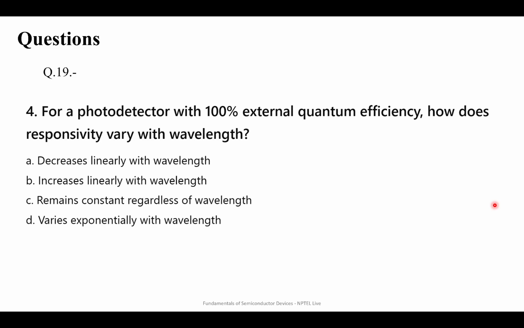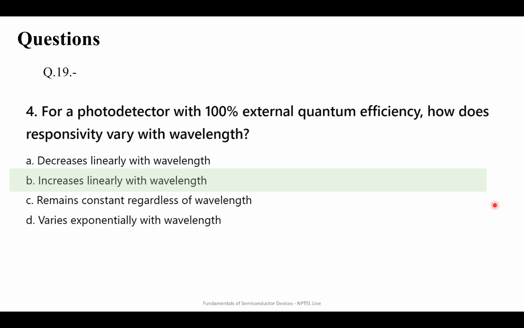For a photodetector with 100% external quantum efficiency, how does responsivity vary with wavelength? Decrease linearly with wavelength, increase linearly with wavelength, remain constant regardless of wavelength, or vary exponentially with wavelength? Constant, sir. So it actually increases with wavelength. The higher the wavelength, the higher your responsivity will be.